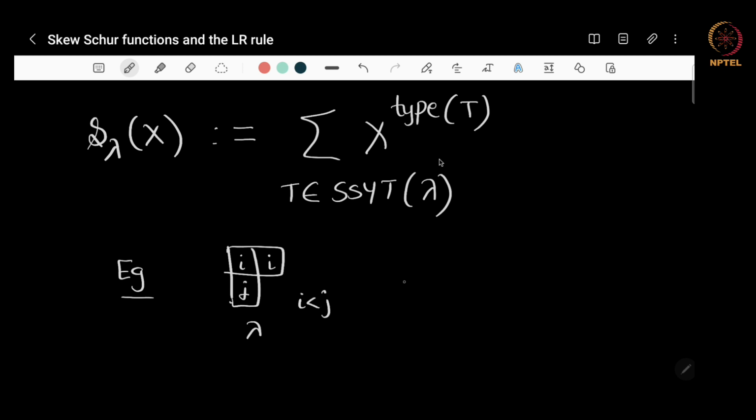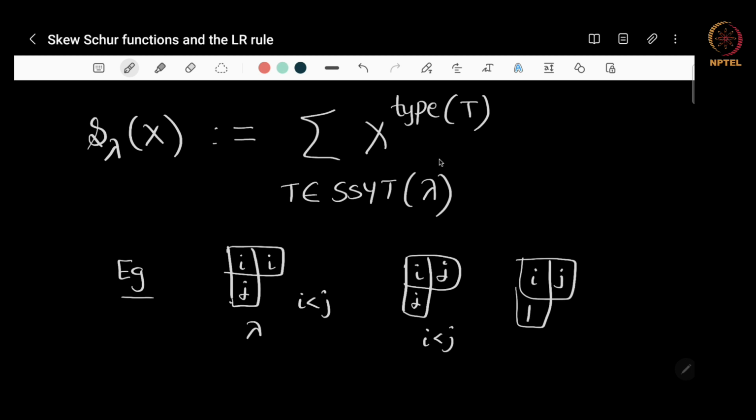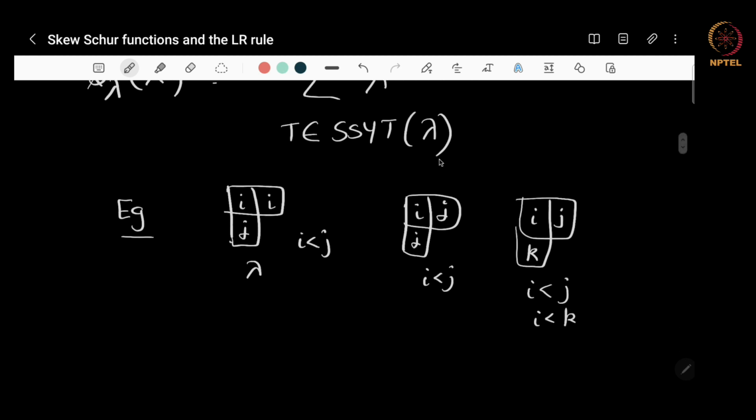So that's case 1. Case 2, you put i here, and then you put j here, and well, you put the same number j here. Okay, i less than j. Or you can just have 3 numbers i, j, and k, in which case all you have is i less than j, i less than k. Okay, now, so what are all the possible tableaux? I guess we have written all of them down.